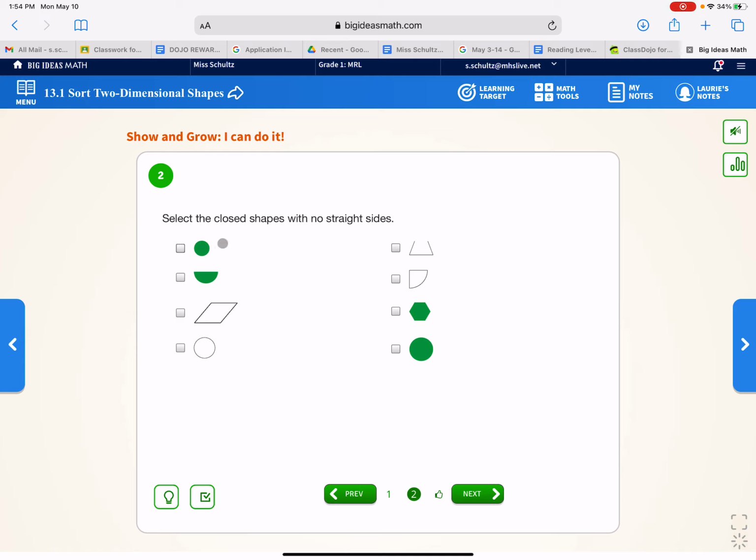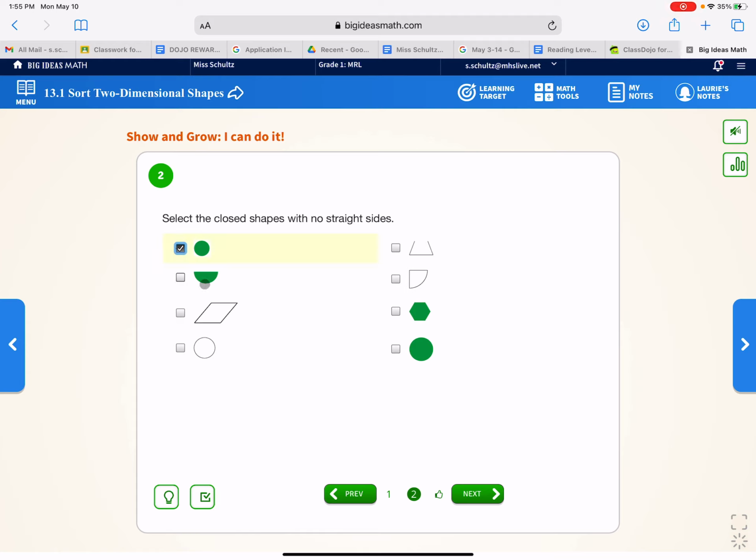So for this problem, it says select the closed shapes. So we're looking for shapes with no open areas and with no straight sides. So we're not looking for anything with straight sides. So the shapes we're going to be looking for are the ones where the sides are going to be curved. So if we go to our first shape, we have the circle. The circle is special because it doesn't have any sides or vertices. In this example, it is closed and it has no straight sides. So this is an example.